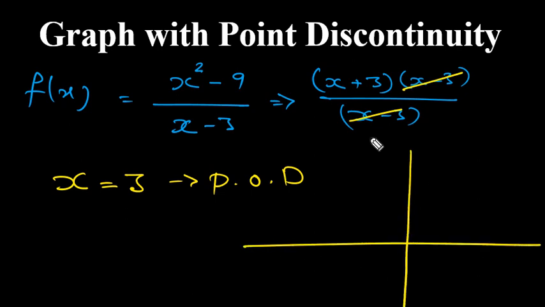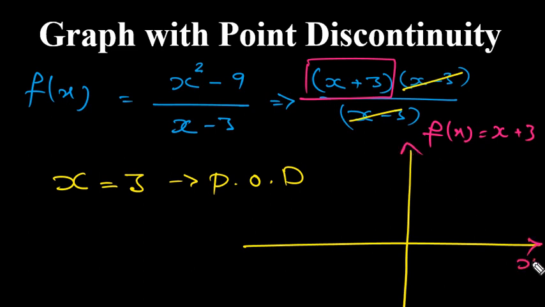Now what is remaining here? We have only f of x equals x plus 3. That is the only remaining factor. f of x equals x plus 3. This is your y-axis, f of x. This is your x-axis.